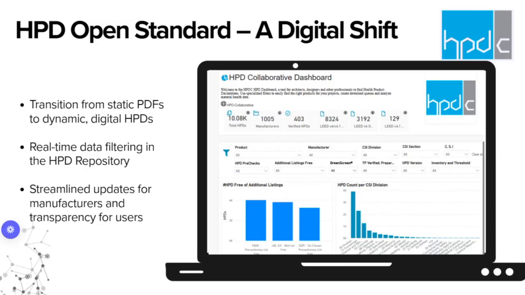Overall, version 3.0 compared to version 2.3 is a digital shift. So we're transitioning from our static PDFs to dynamic digital HPDs. Some of you may have already gotten started on some of our dashboards that are digital in our repository, where you can do real-time data filtering and things like that. And this is just going to allow better searchability of HPDs.